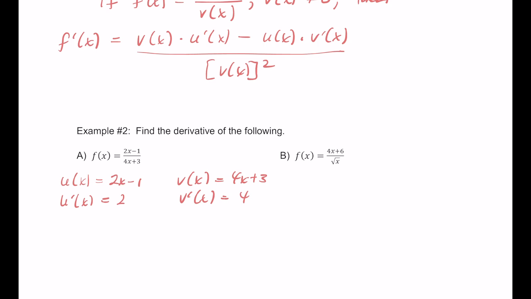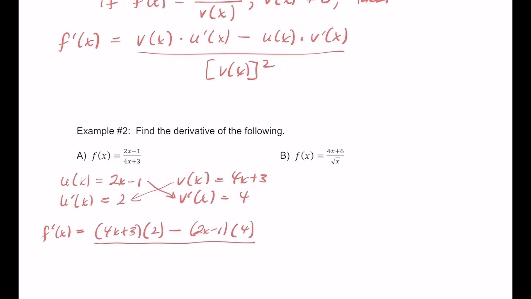Now if I use my formula, I'm going to have v of x times u prime of x. And then I've got minus u of x times v prime of x. And then it's all over v of x squared.